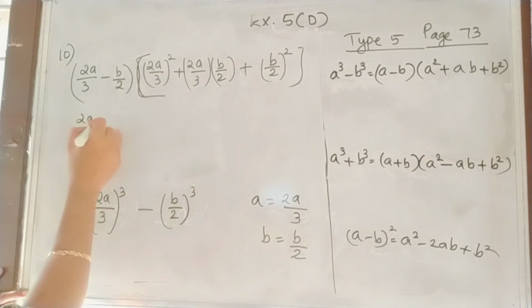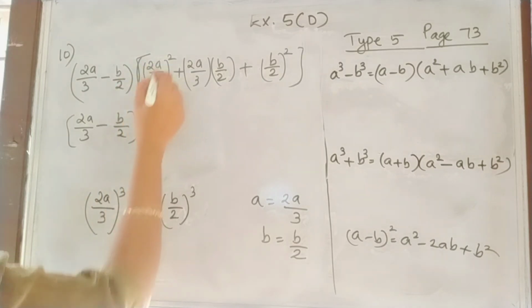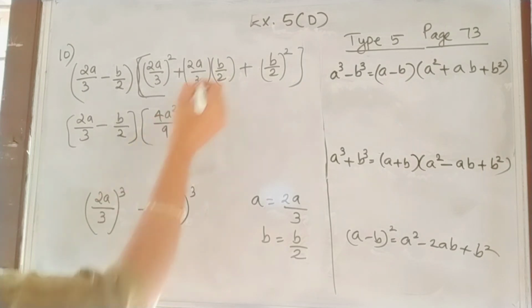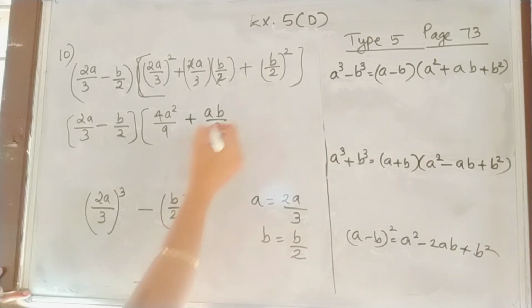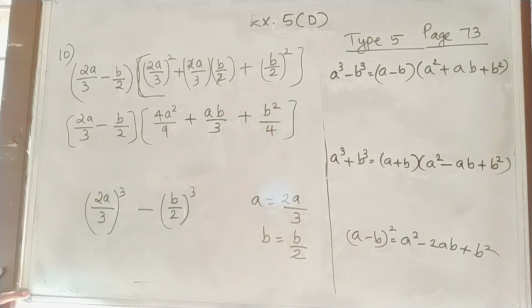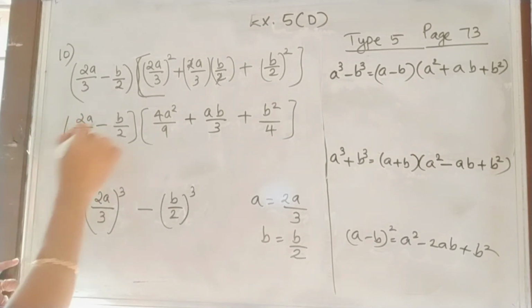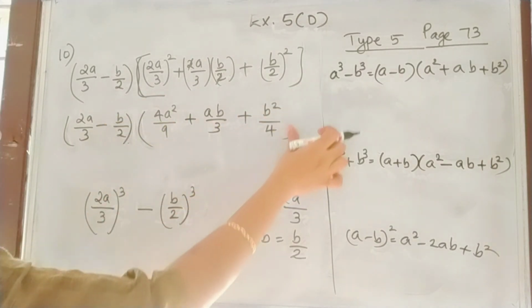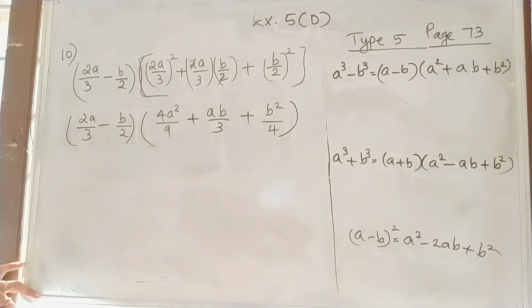Then 2a by 3 minus b by 2, then again 2a by 3 the whole square is what? 4a square by 3 square, 9. Then 2 we can cancel. Remaining middle term ab divided by 3, plus b by 2 whole square we can write as b square by 4. Okay. If needed you can write a square bracket, instead of that single bracket. So that is your answer.